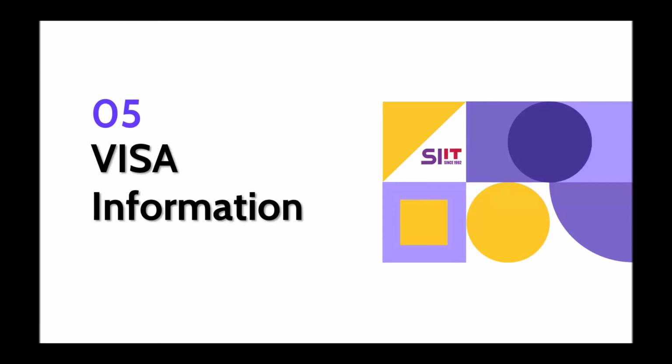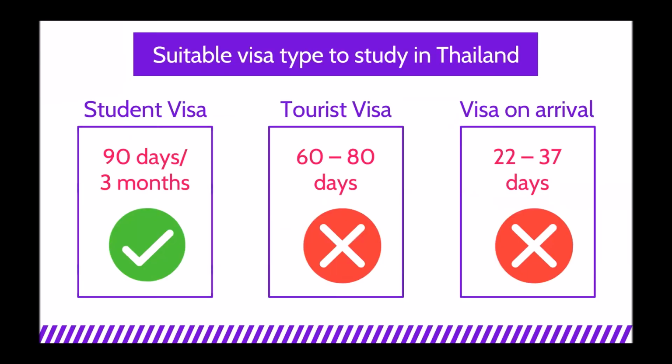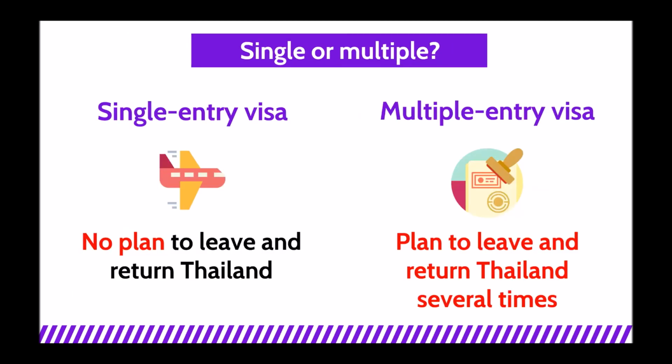Okay, and about the visa information. This is the last part that I will speak. Okay, let's talk about the visa. So the visa is very important because when you apply for the student visa to enter Thailand, you will get only 90 days. It means that you will be able to stay in Thailand only 90 days. And if you want to stay longer than 90 days, you have to extend your visa. So next slide, please. I will let you guys know about the visa extension later.